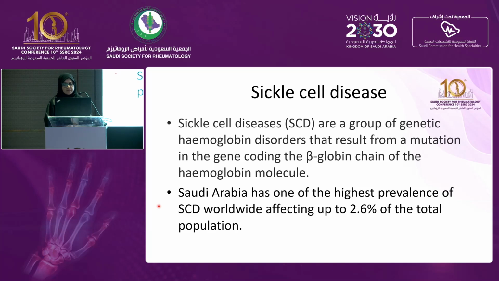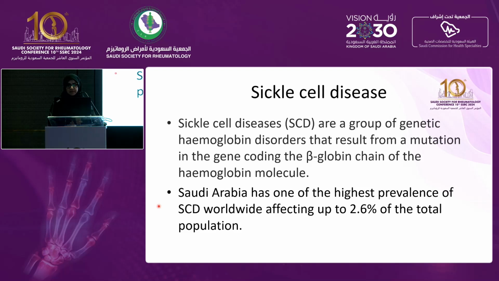We'll start with a very common disease, sickle cell disease, which is a group of genetic hematological disorders that result from mutation in the gene of the beta-globin chain of the hemoglobin molecule. Saudi Arabia carries a very high prevalence of sickle cell disease worldwide, affecting up to 2.6% of the total population.